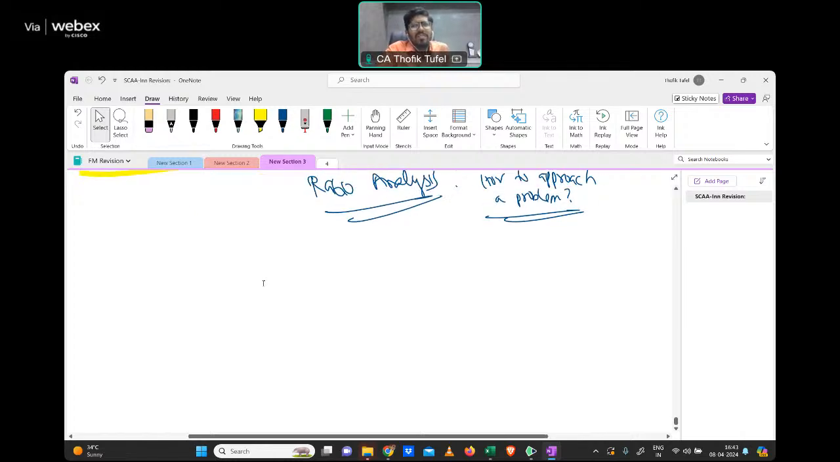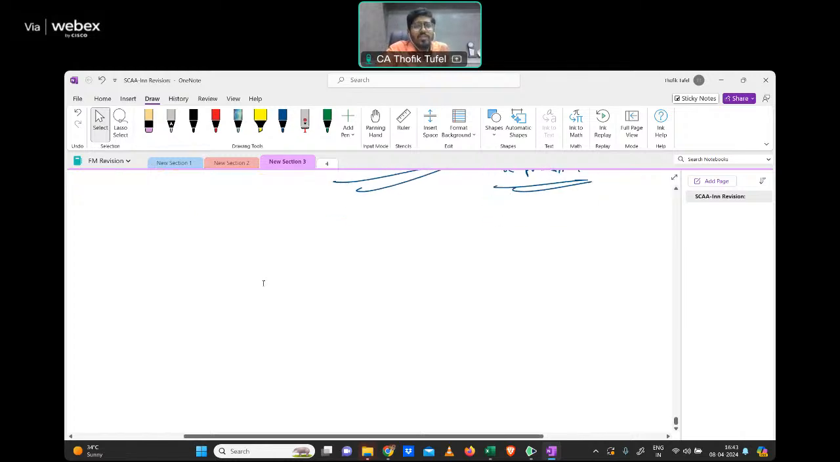First, you have different types of ratios: liquidity ratios, short term liquidity, long term liquidity ratios, turnover ratios, coverage ratios, profitability ratios. We will discuss these one by one, what types of ratios there are, and then we will go into the next discussion.